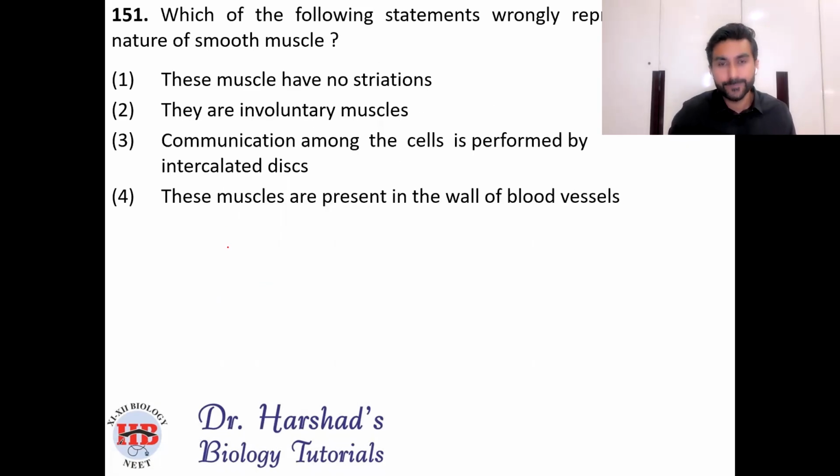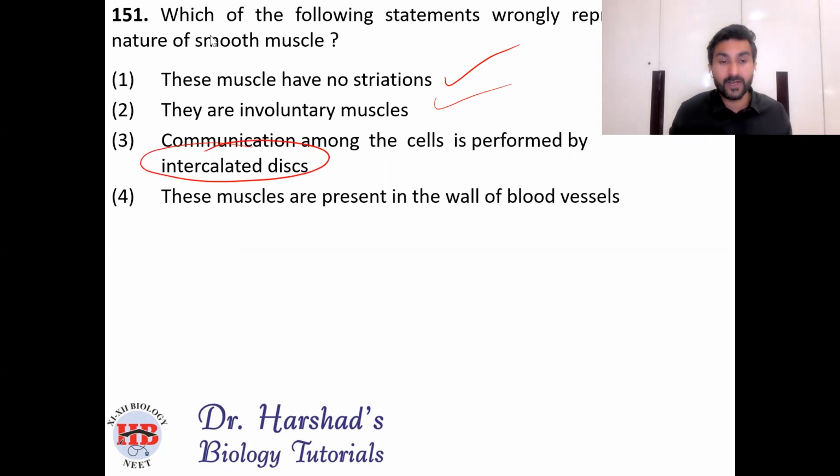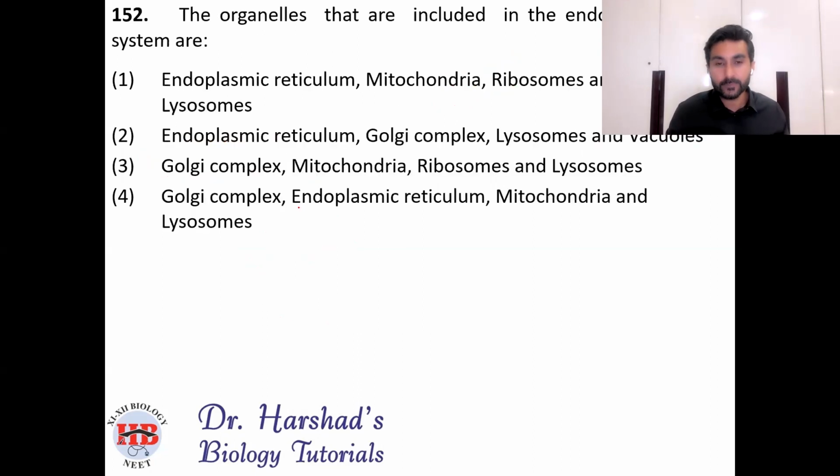The first question in the Zoology section talks about which statement is wrong with regard to the nature of smooth muscles. If you remember, smooth muscles have no striation, so this statement is correct. They are involuntary. It's correct. Communication amongst the cells is performed by intercalated discs. Now, this, if you remember, is a feature of cardiac muscles. It is not a feature of smooth muscles. So this is the incorrect statement. Hence, our answer to this question would be option number 3.